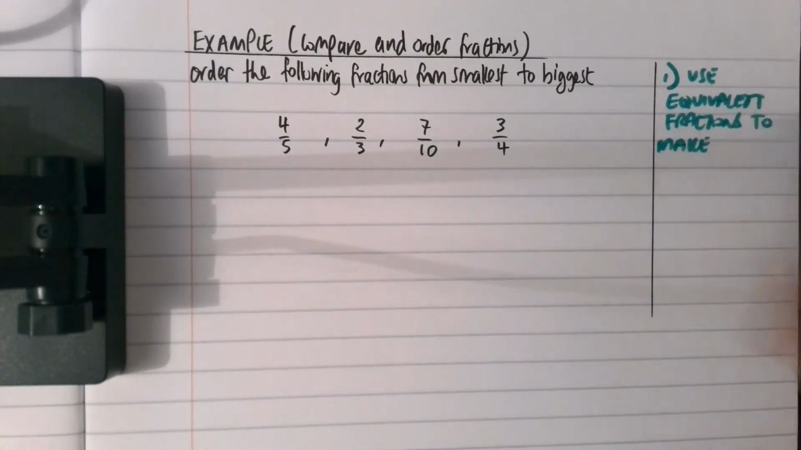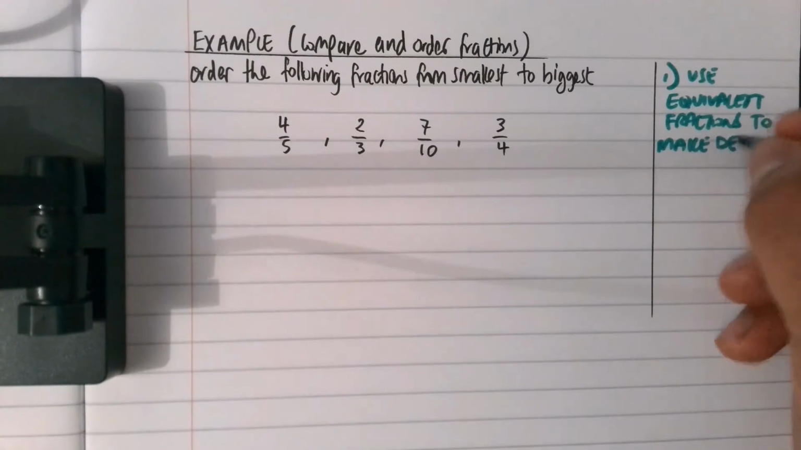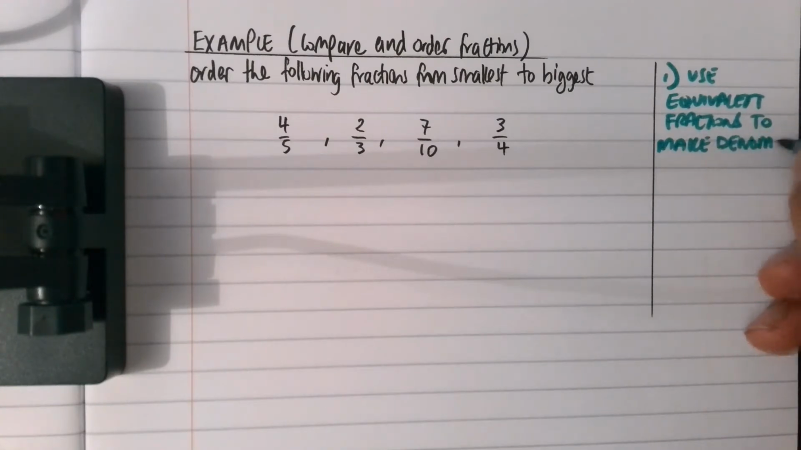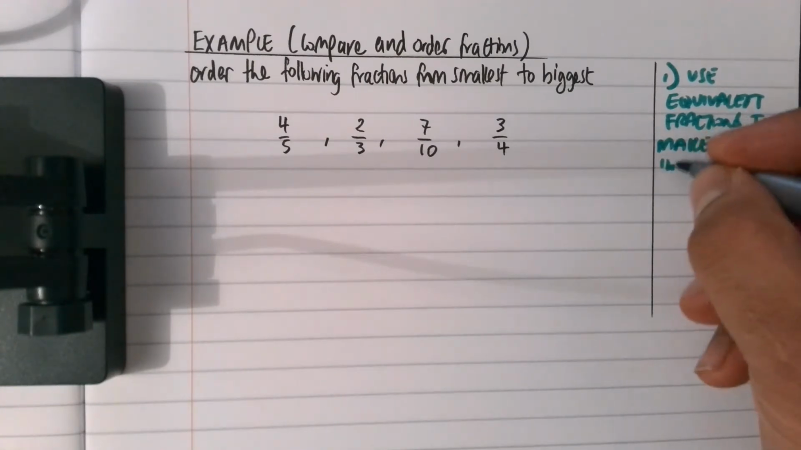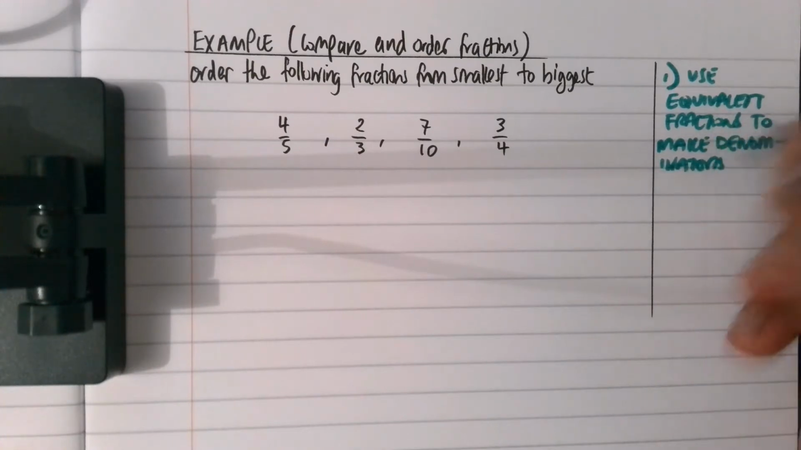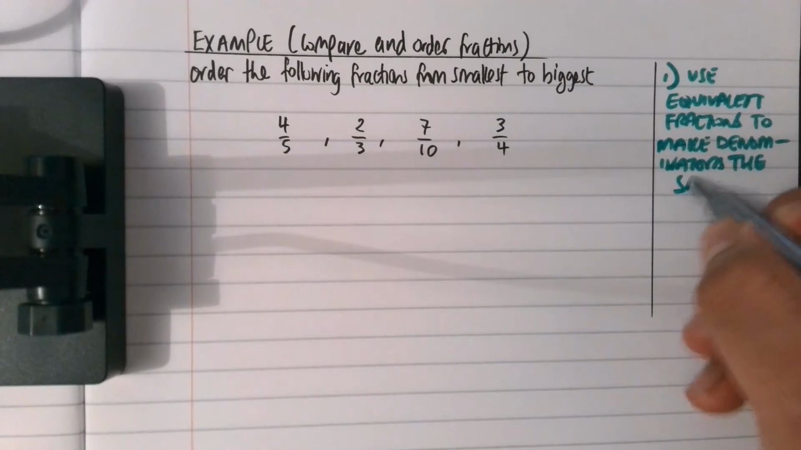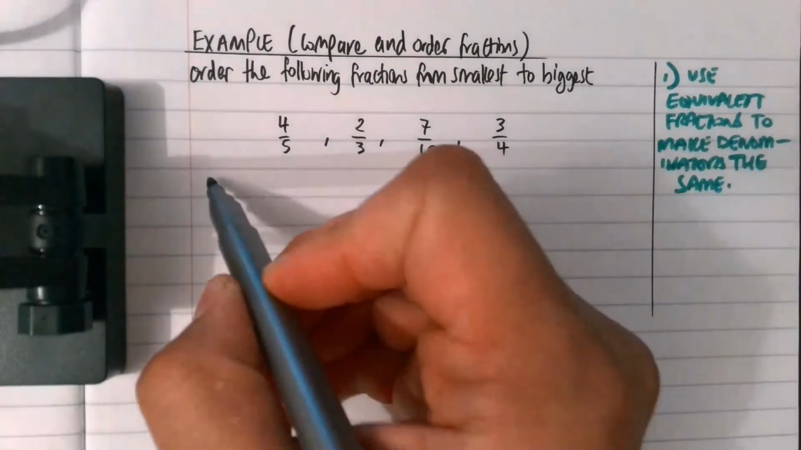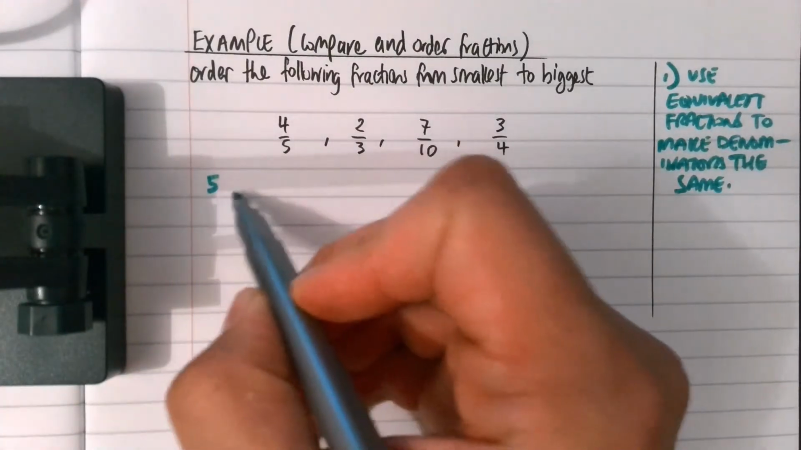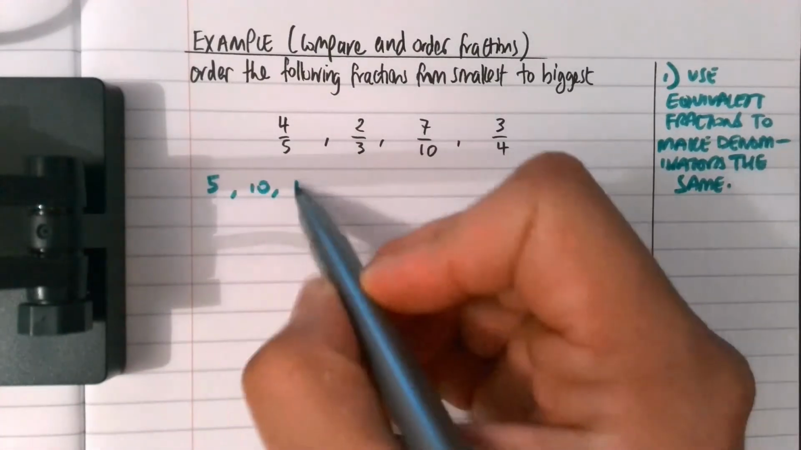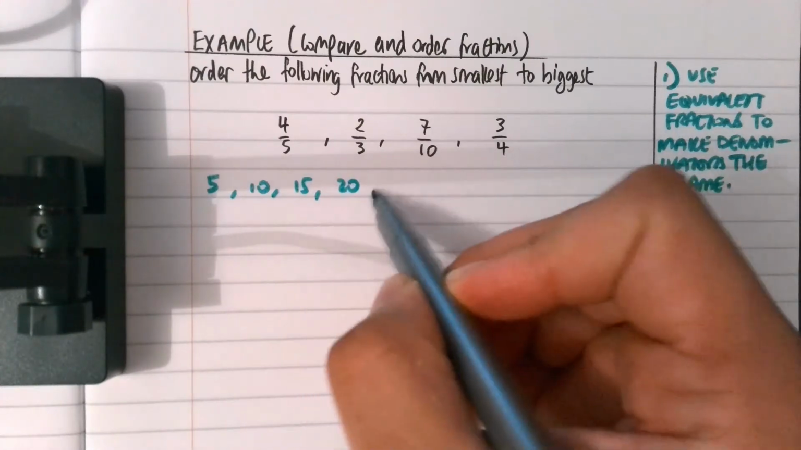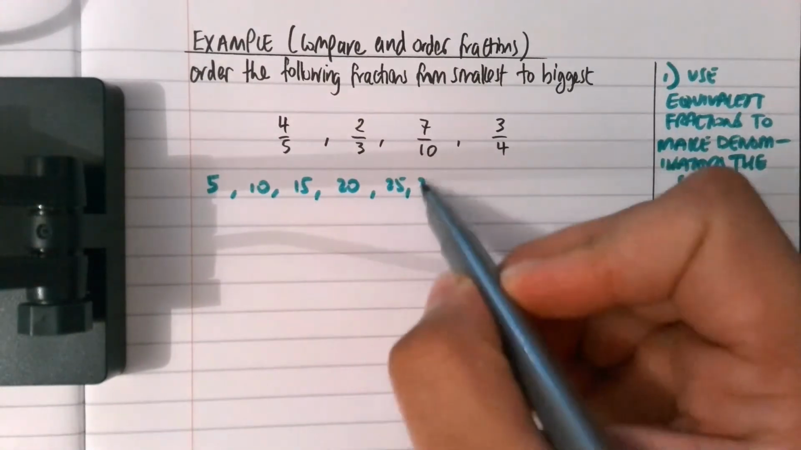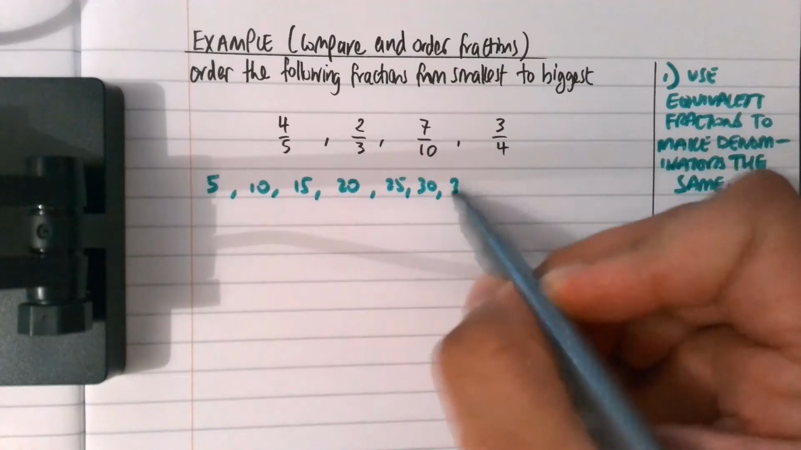The trick is to find the lowest common multiple, or a common multiple, of 5, 3, 10, and 4. We're just going to go through the times tables for all of those denominators until we find a common multiple. So we're going to use equivalent fractions to make the denominator the same. If we go through the times tables for each of these denominators, we should be able to identify the common multiple. So we go through the 5 times table as far as we can.